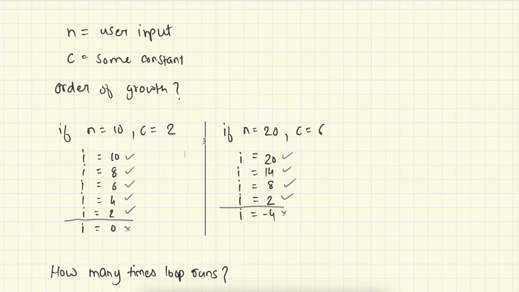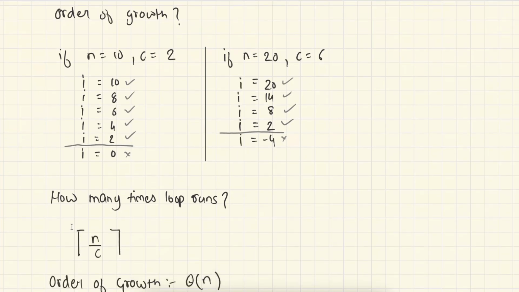So let's see with another example. Let's see with other values. Let's say n equals 20 and c equals 6, so i becomes 20 in the first iteration, then it becomes 14, then 8, then 2, and then minus 4. At this point our loop is going to stop because we are only running while i is greater than 0 and this is a value less than 0. So how many times is this loop running? 1, 2, 3, 4. So when you divide 20 by 6, you get 3 point something.